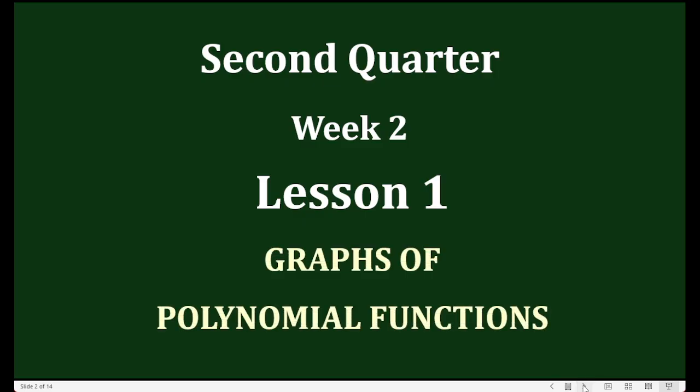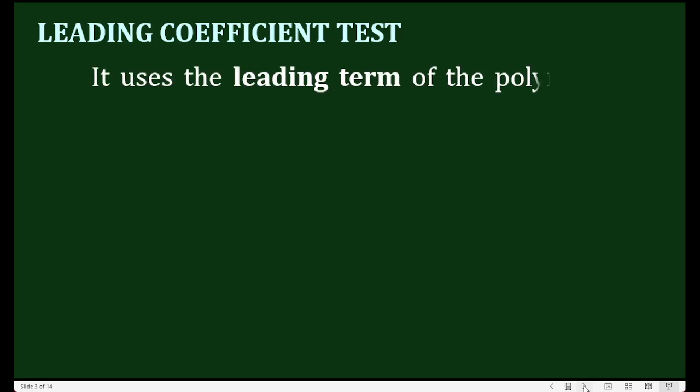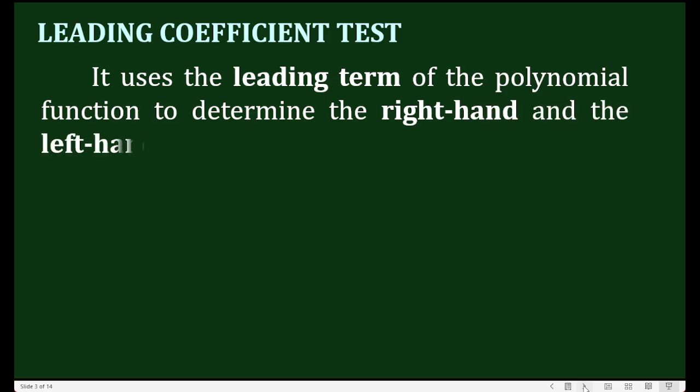Graphs of polynomial functions. To sketch or trace the graph of a polynomial function, we need to study first the following, starting with the leading coefficient test. So obviously, it has something to do with the leading coefficient or term of the polynomial function. Now, the leading coefficient test uses the leading term of the polynomial function to determine the right and the left-hand behaviors of the graph.